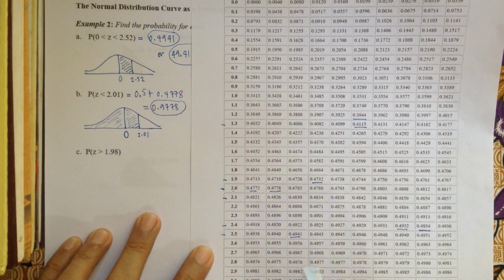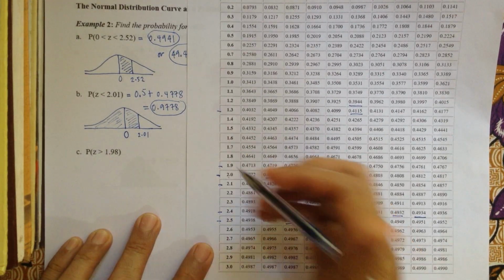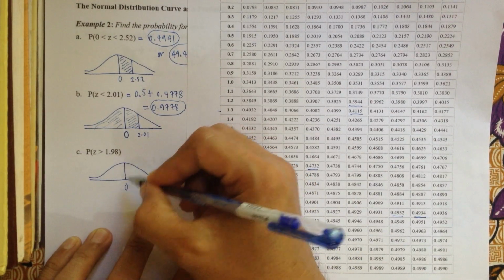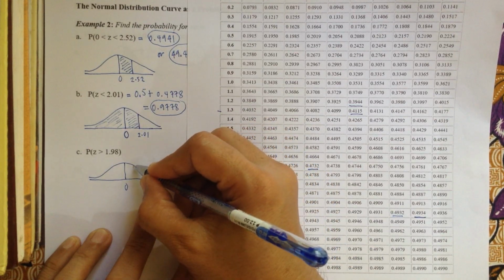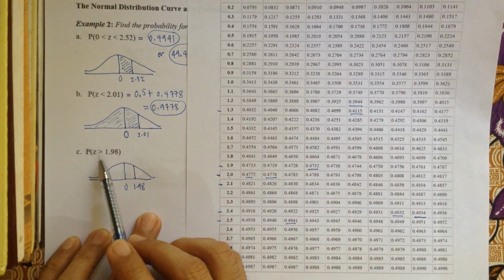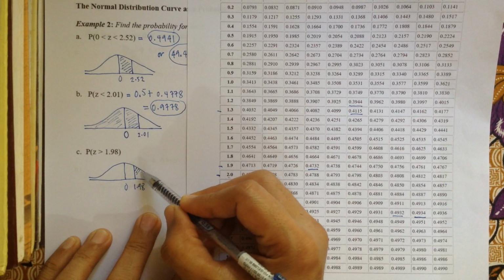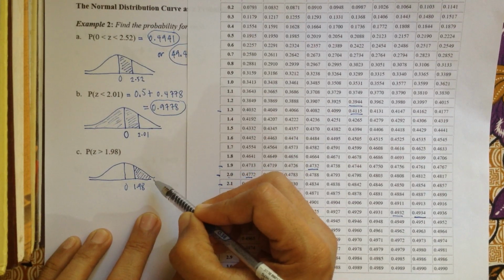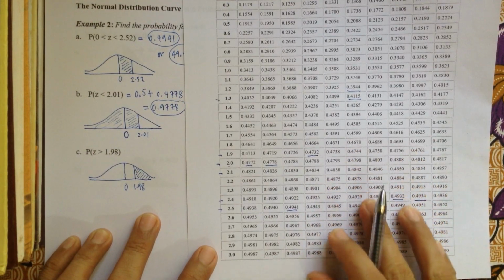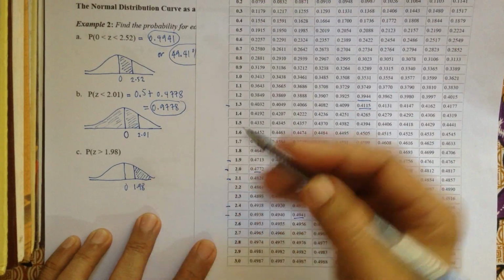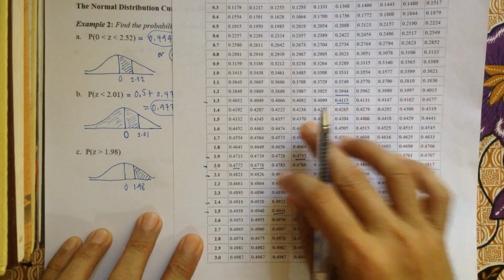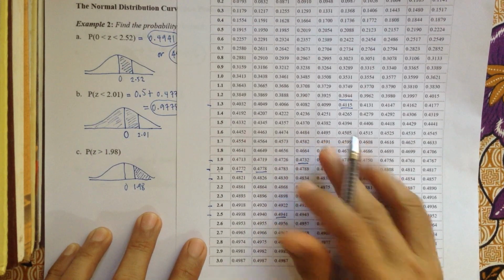And last example: what is the probability that the value of your z is greater than 1.98? We again draw the diagram. Look for 1.98. 1.98 is here to the right of 0. So when you say the probability that your z is greater than 1.98, it's the same as the area under the normal curve to the right of 1.98. So how do you find that? Since it starts from 1.98, we cannot directly use the table.